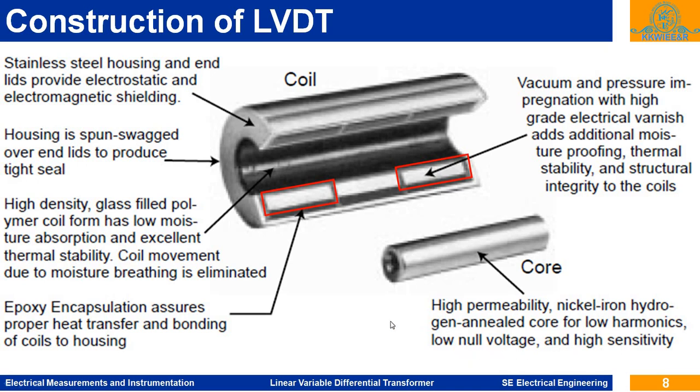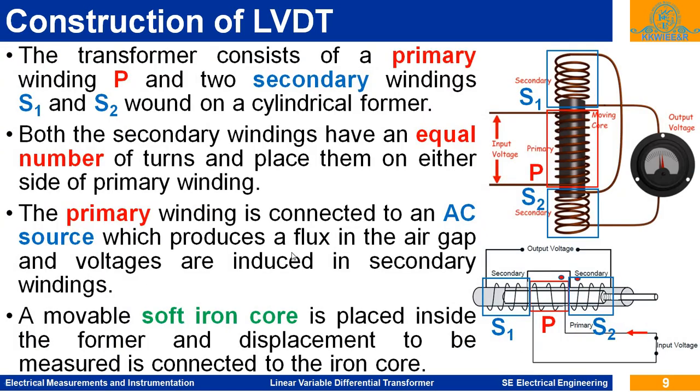and high sensitivity. So this is the construction of LVDT. Now we'll see how these secondary coils are divided. The transformer consists of a primary winding P. LVDT, linear variable differential transformer.